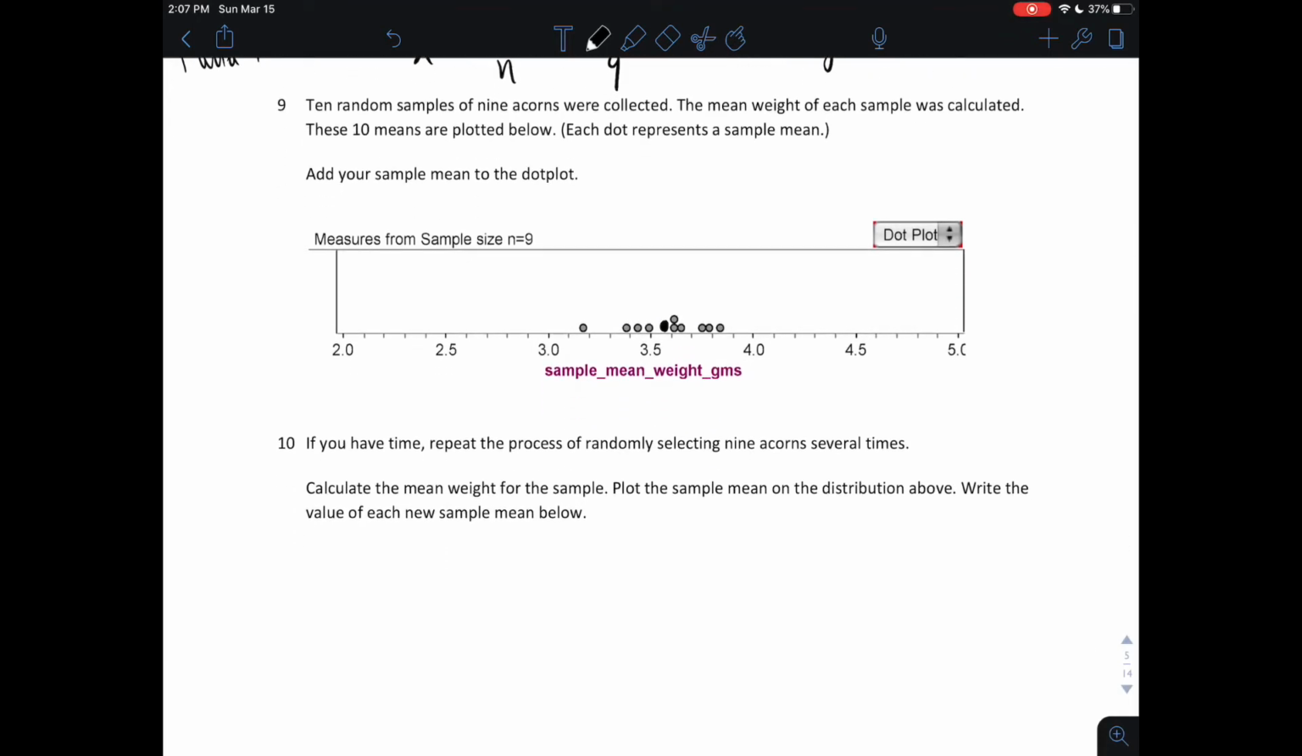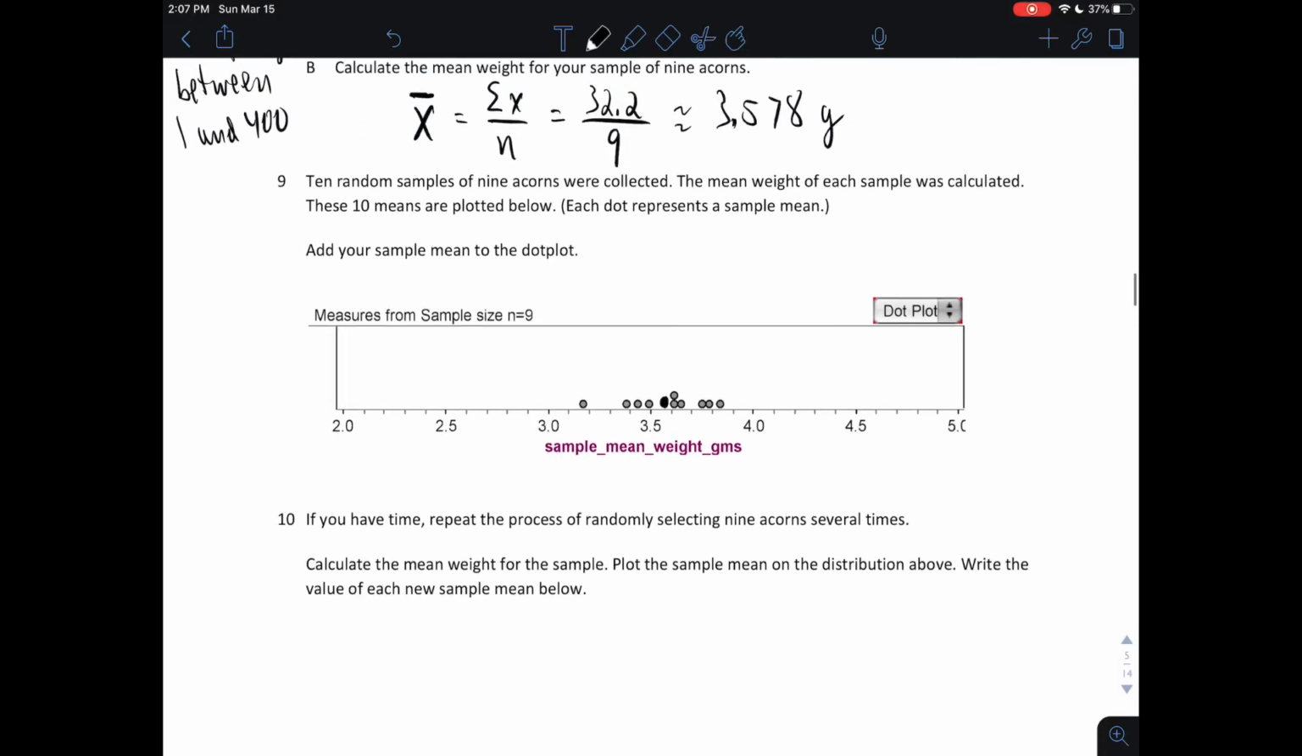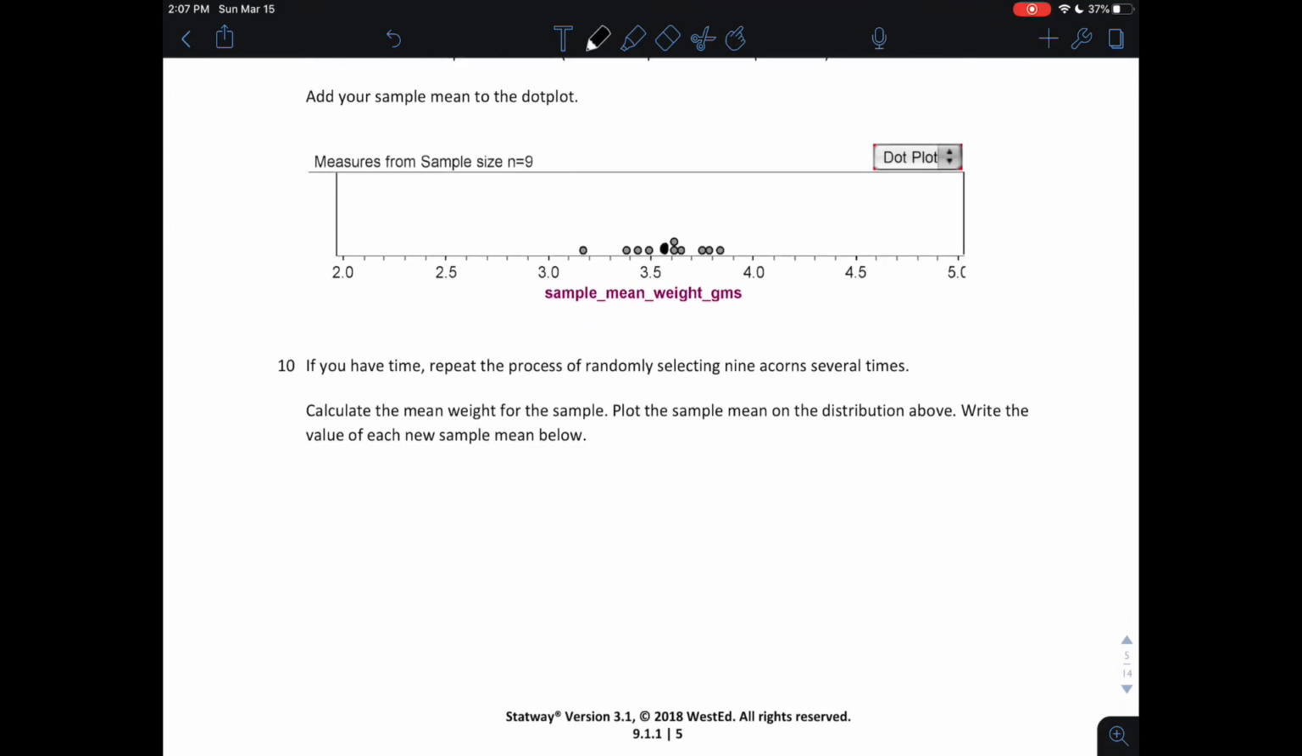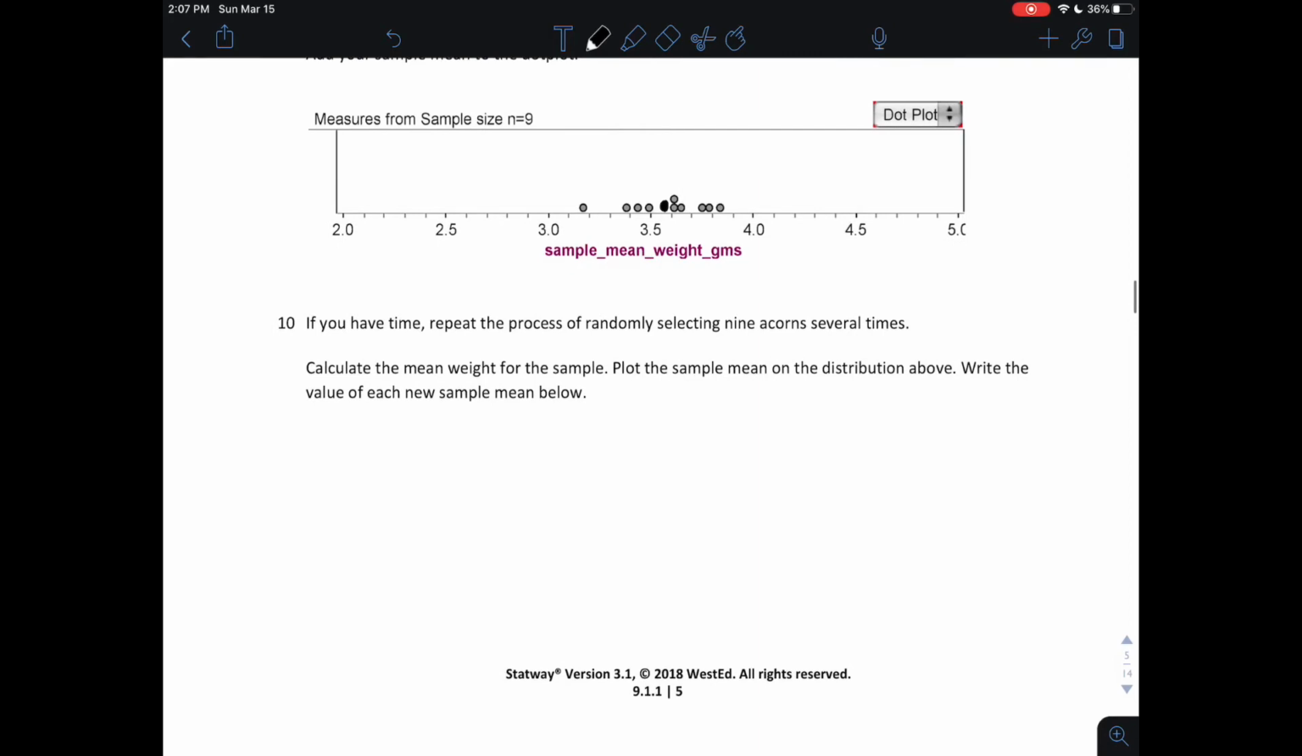So on the horizontal axis, you have numbers from 2.0 on the left, 5.0 on the right. 3.5 is in the center, so the dot that I just plotted is a little bit to the right of that. If you have time, repeat the process of randomly selecting 9 acorns several times. Calculate the mean weight for the sample. Plot the sample mean on the distribution above, and then write the value of each new sample mean below.